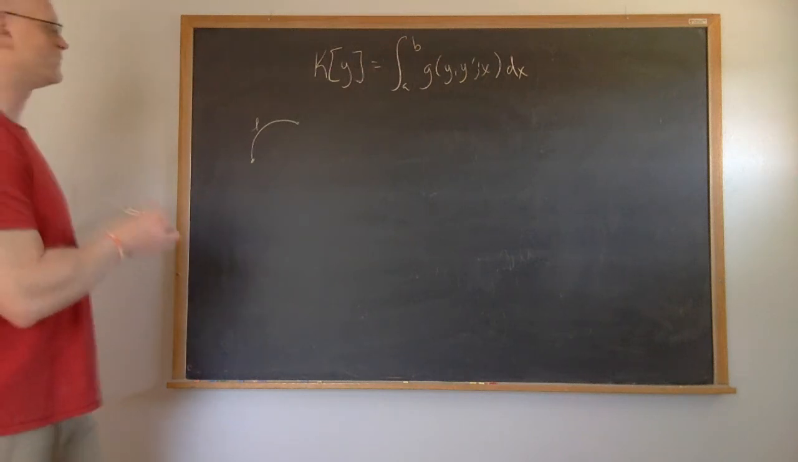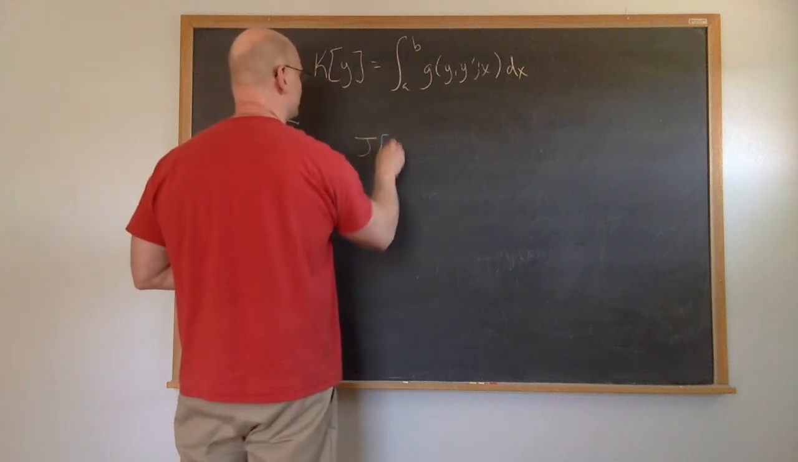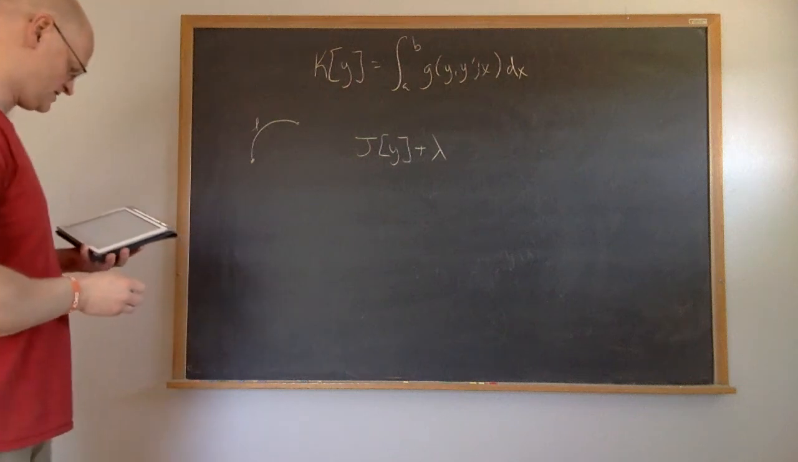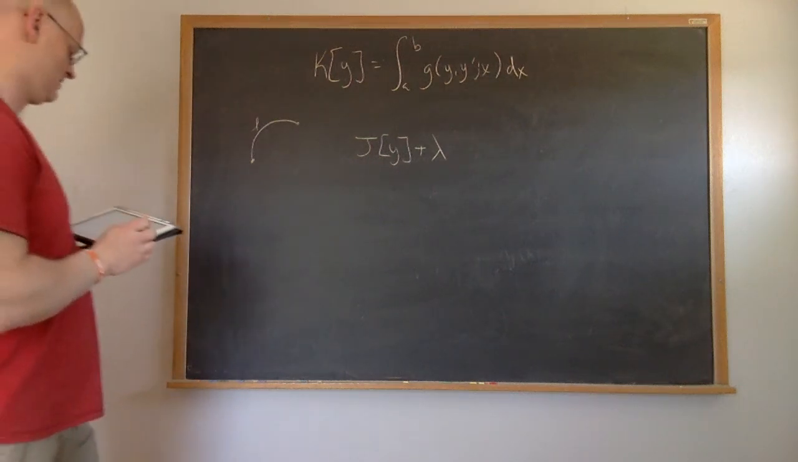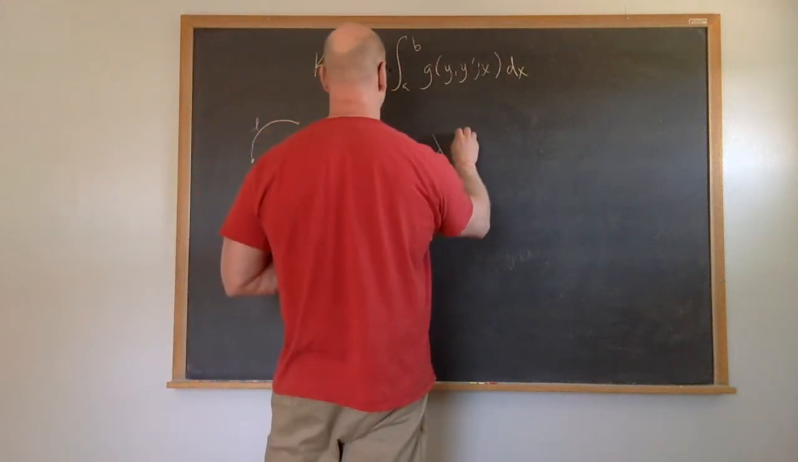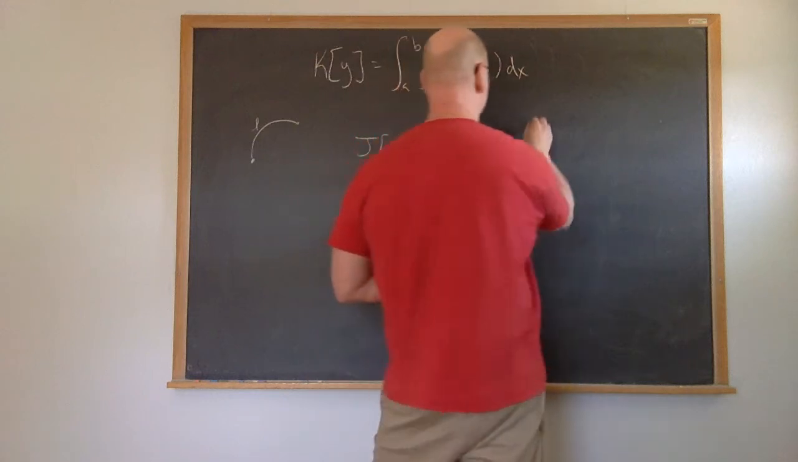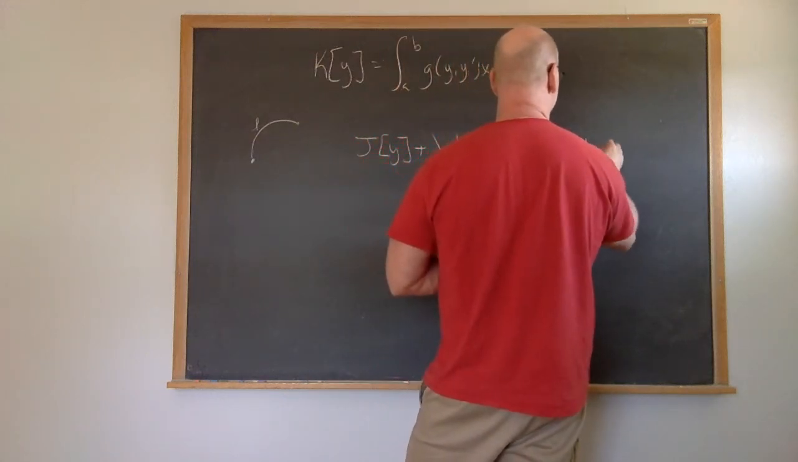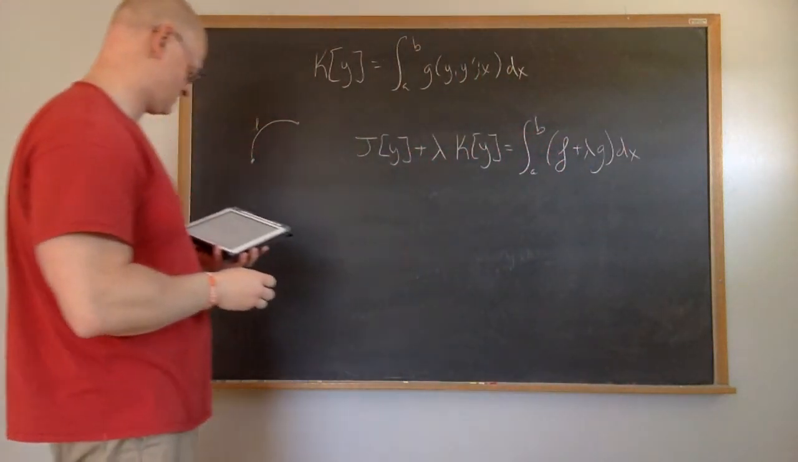So typically, the way that we're going to do this is we're going to rewrite this as the original functional integral plus some constraint, again, some lambda here, which is simply a constant, times this integral k of y, which means that this is going to be equal to the integral from a to b of f plus lambda times g, times dx.